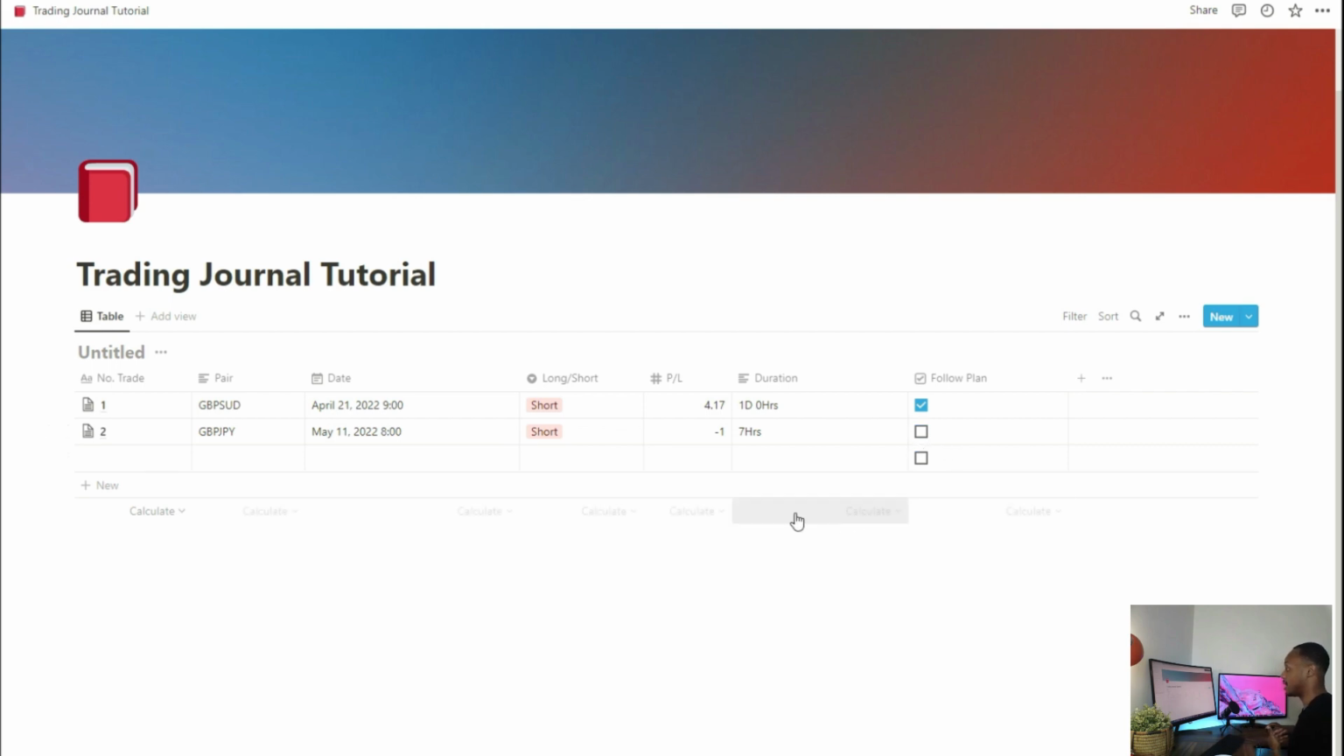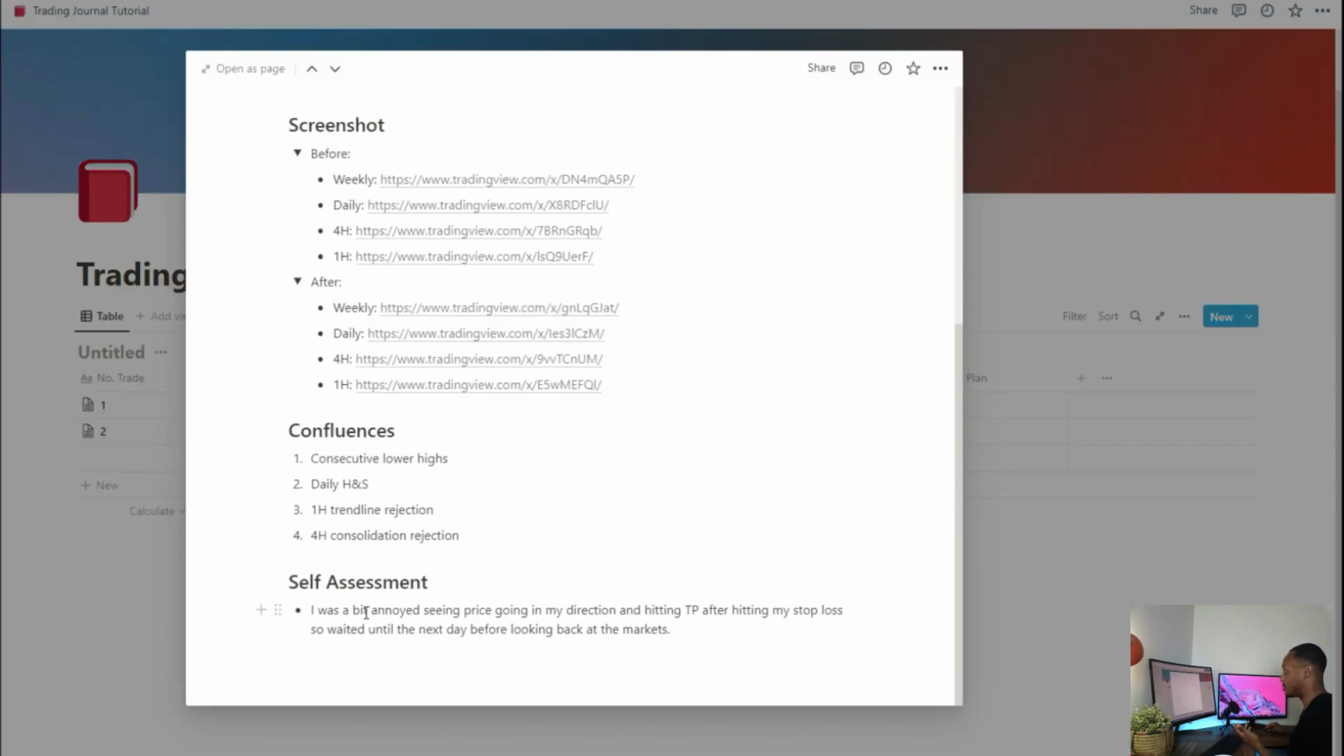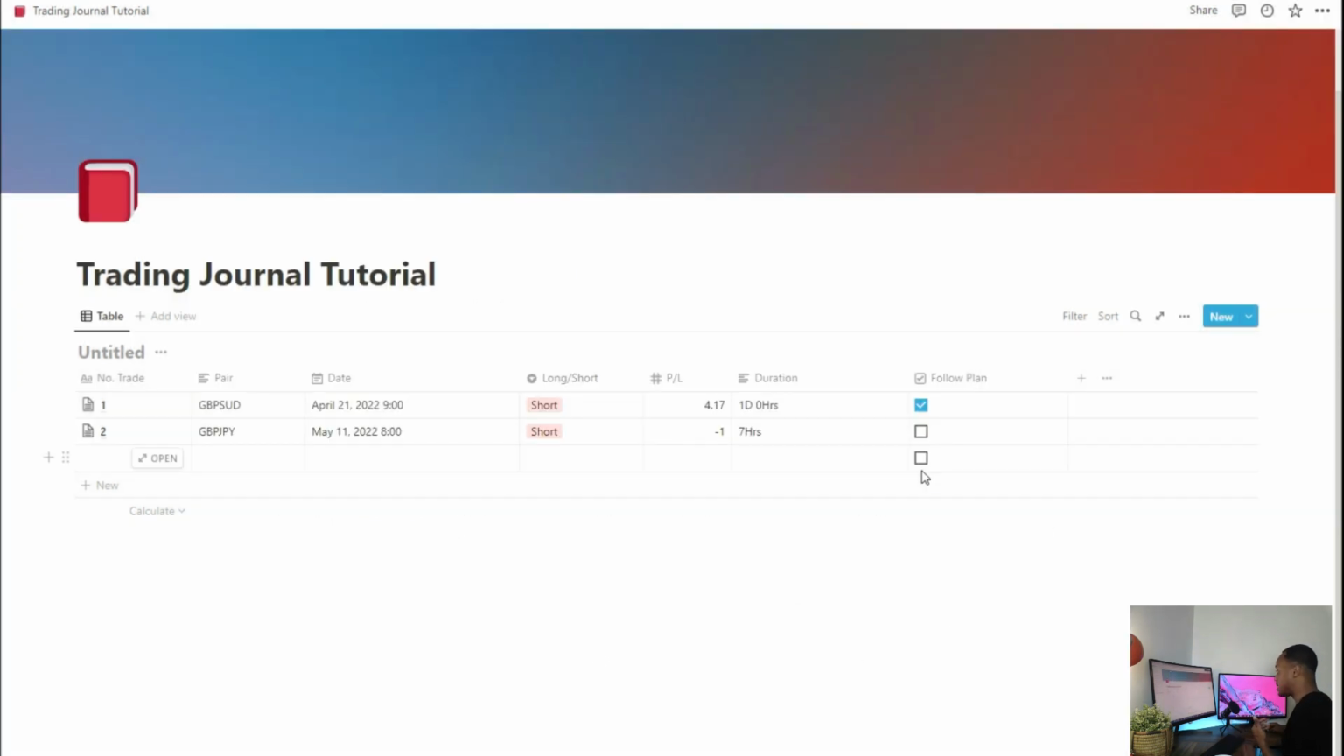I would not tick that box, and I'll record that in the self-assessment that I used a big position sizing because I got too confident with the trade. So that's how I document that.